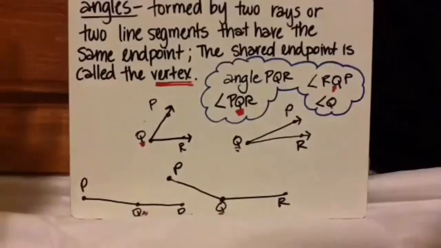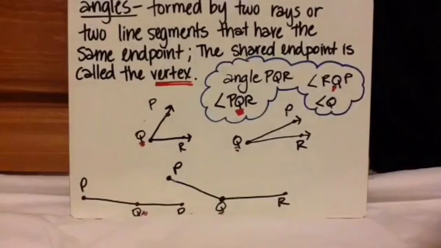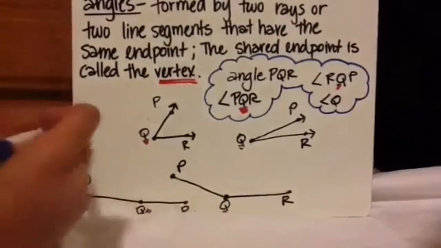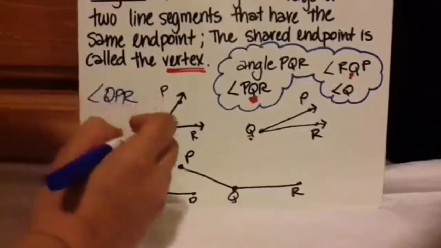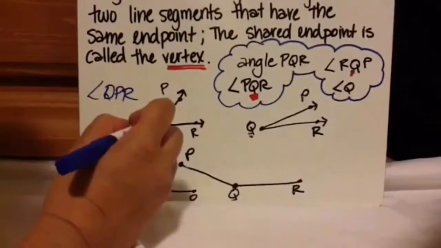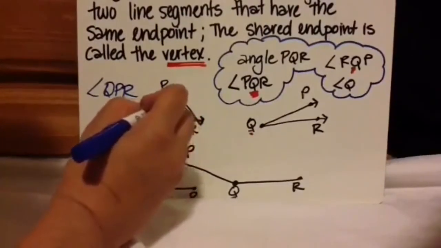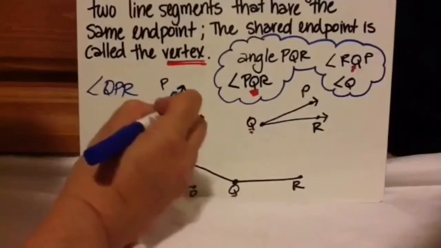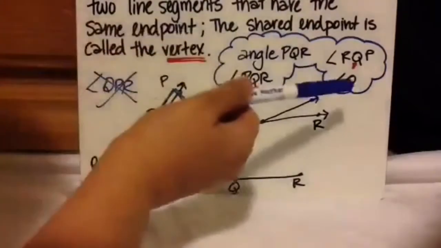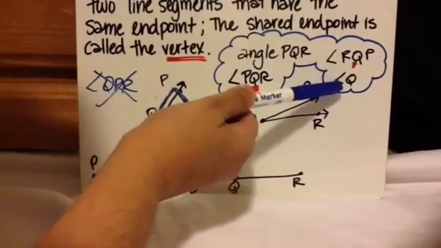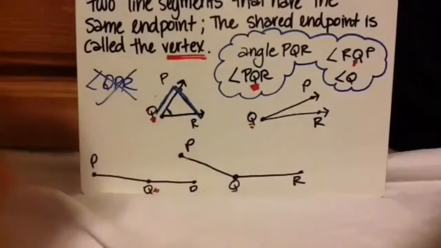If you just make up a random order like QPR, that actually creates a whole different kind of angle. If you were to say angle QPR, then you're saying basically that the angle looks like this. And that's not what we're talking about, so we can't do that. You can also just call it angle Q. That lets people know this is the angle part of it.